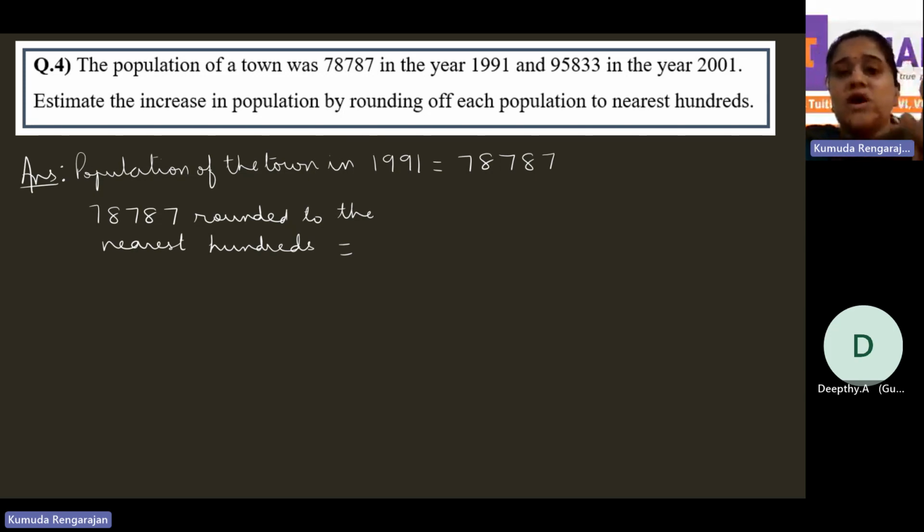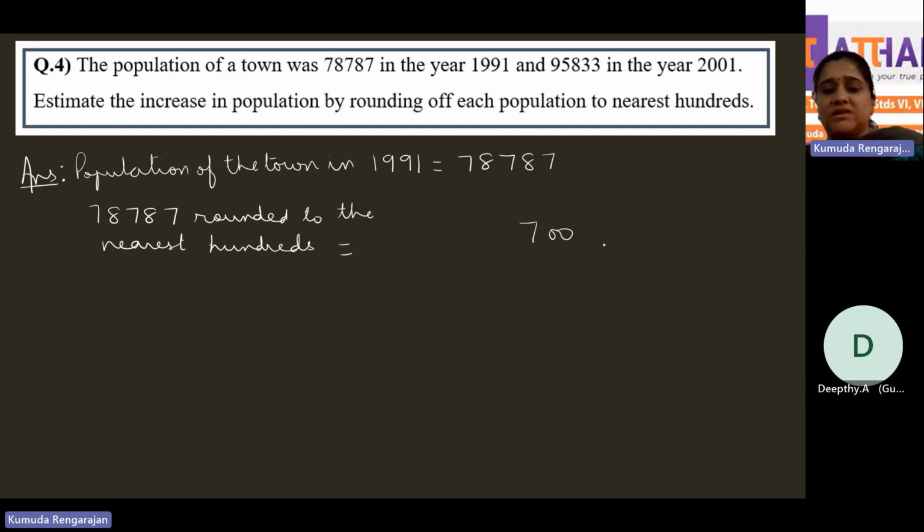See, because we have to round off to the nearest hundreds, children. In that number, read the hundreds part, 787. Is it between 100 and 200? No. Between 200 and 300? No. Between 300 and 400? No. It is between 700 and 800. Now, what is the number in the middle? 750. If it is 750 or more than 750, then go to 800.